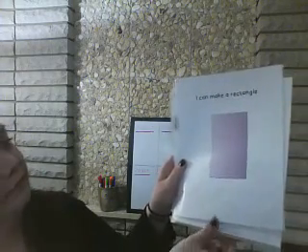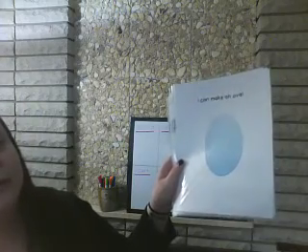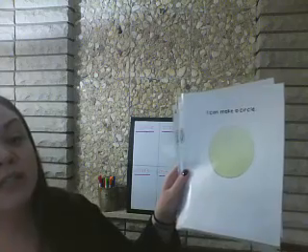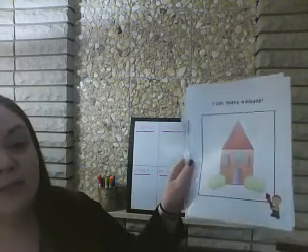I can make a triangle. I can make a rectangle. I can make an oval. I can make a circle. I can make a house.